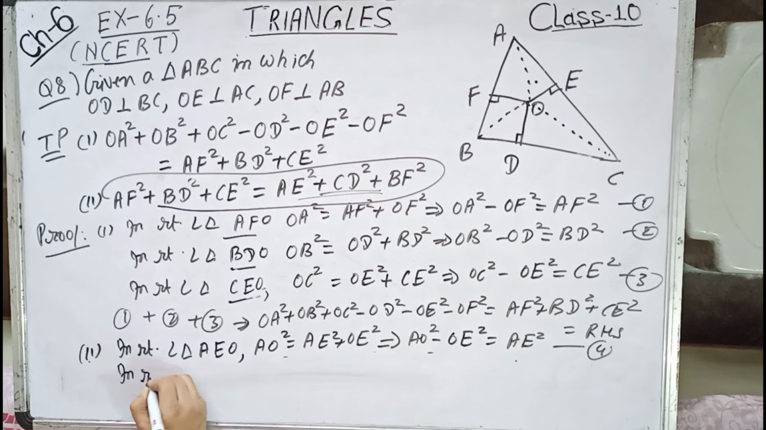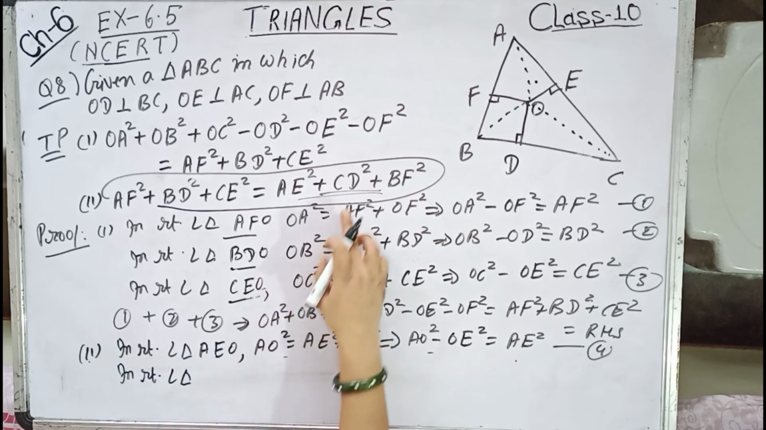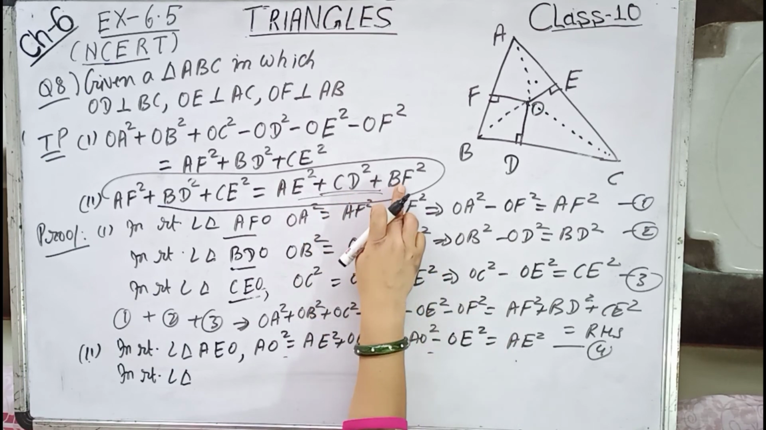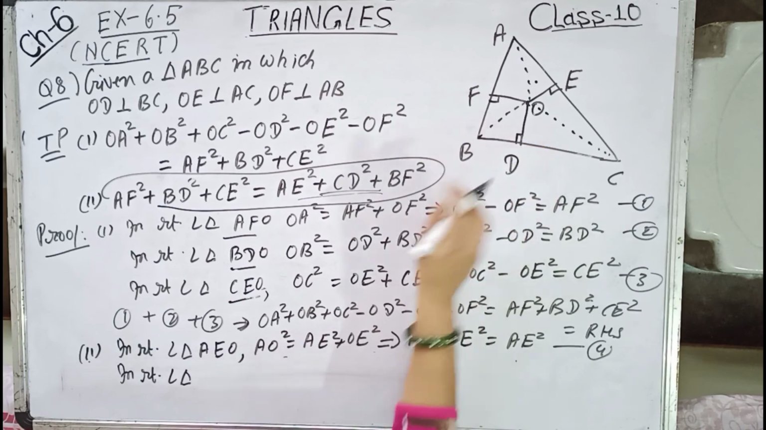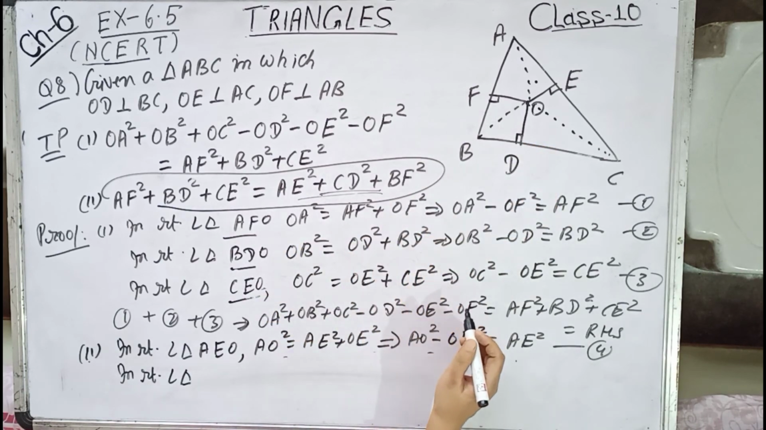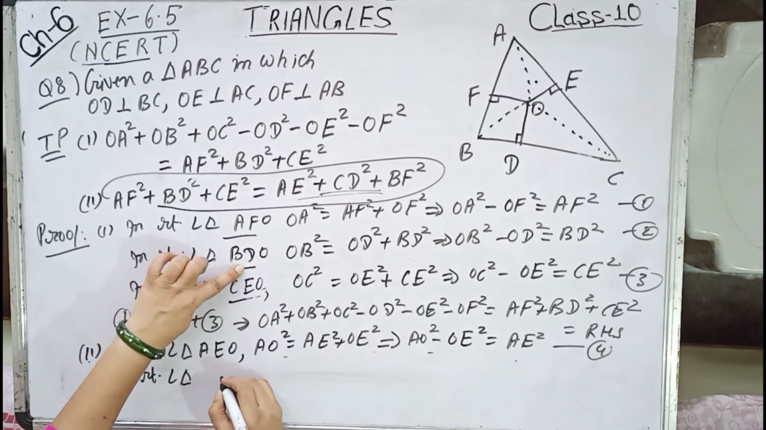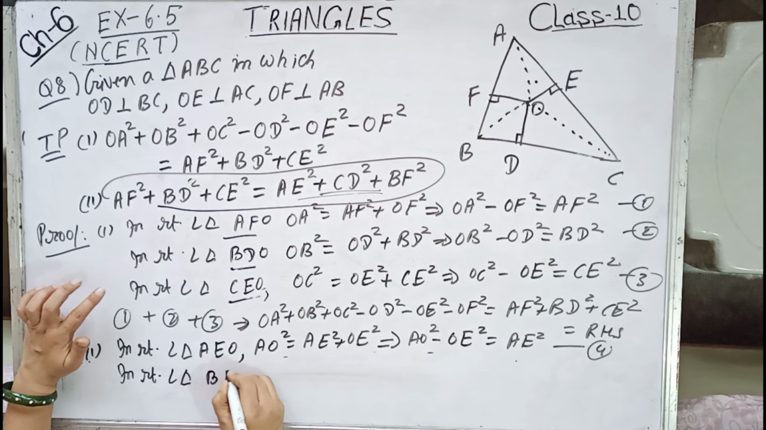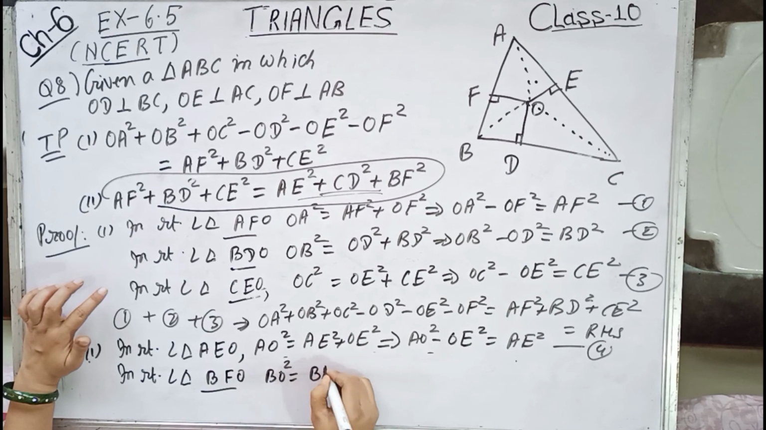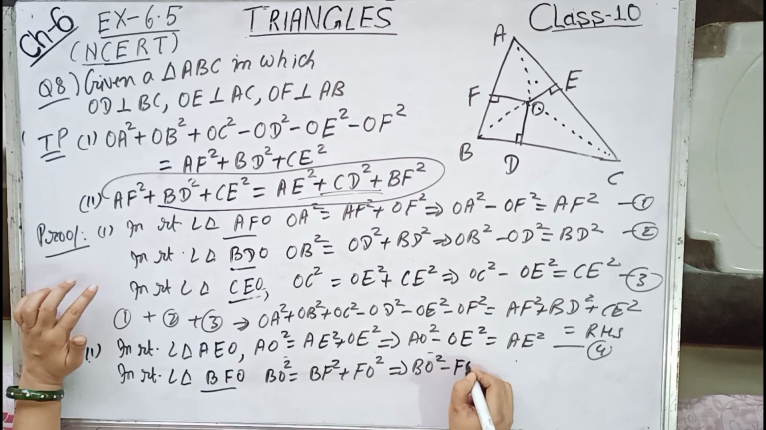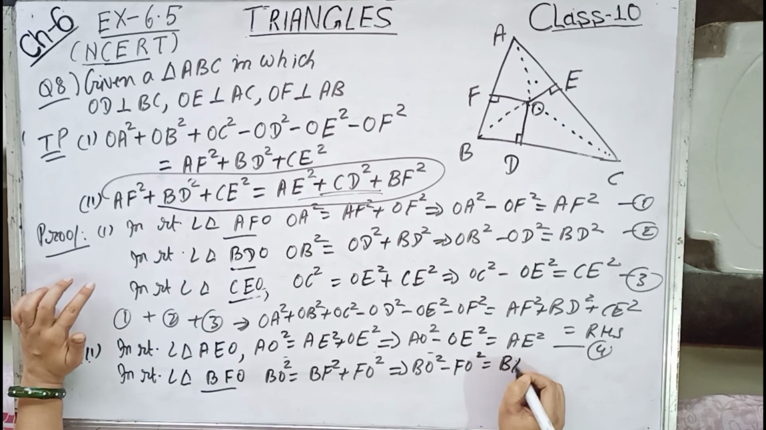So in right angle triangle, now we have to find the triangle in which CD, over here AE we have got, or BF is a part. So we will be getting that triangle as triangle BFO. We can write BO square equals to BF square plus FO square. This implies BO square minus FO square equals to BF square.